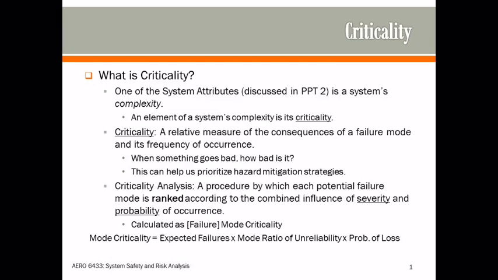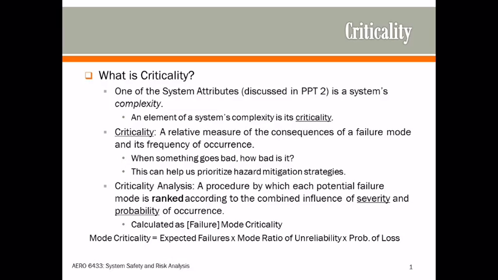If you remember way back to PowerPoint number 2, we discussed system attributes. One of the system attributes was system domains. One of the domains was system complexity, and one of the elements of complexity was just this, criticality. It's deep within the system attributes, but understanding criticality can help us to prioritize hazard mitigation strategies.